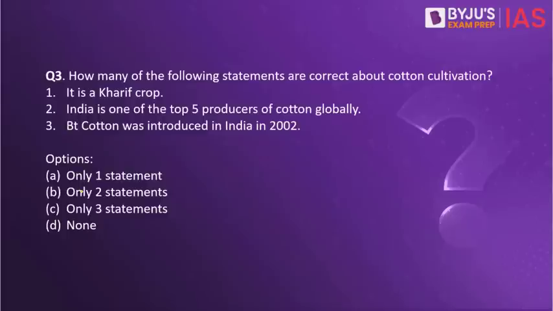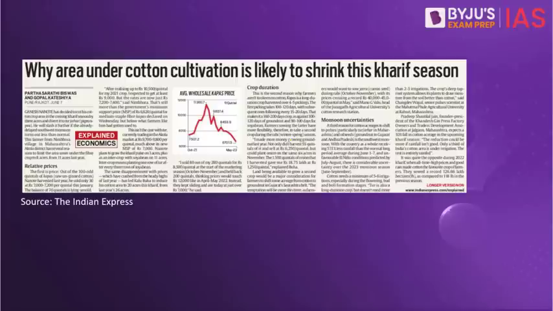The next question is, how many of the following statements are correct about cotton cultivation? It is a Kharif crop. India is one of the top 5 producers of cotton globally. BT cotton was introduced in India in 2002. We have taken this question because it is likely that cotton cultivation will shrink in this Kharif season.